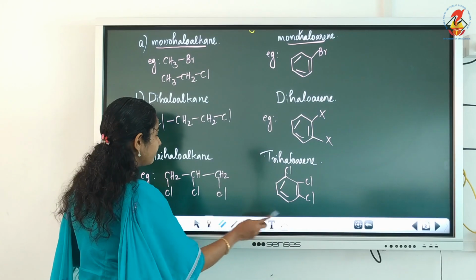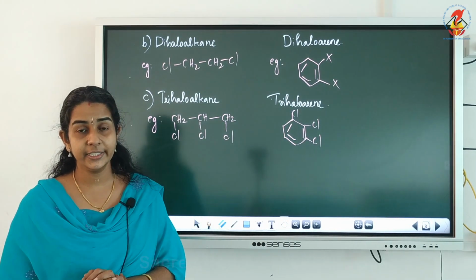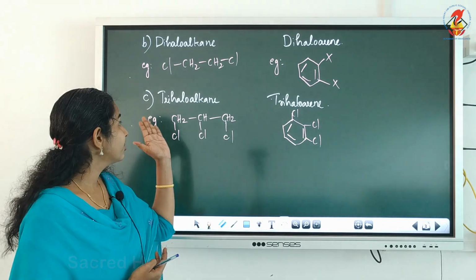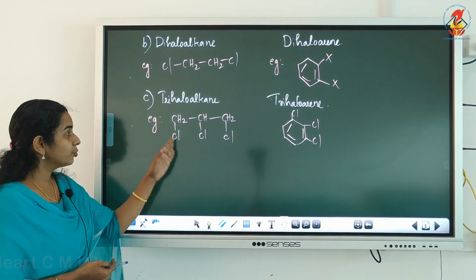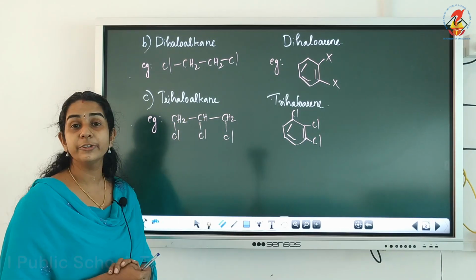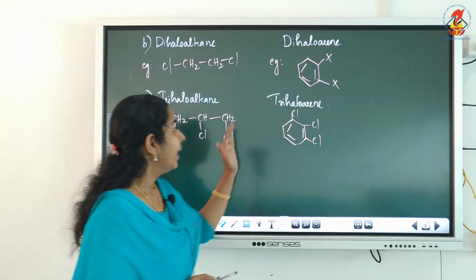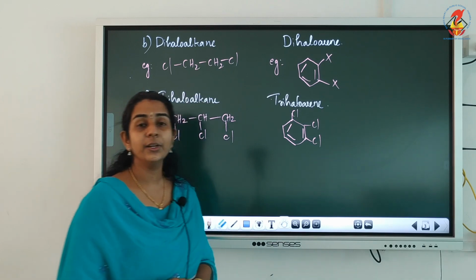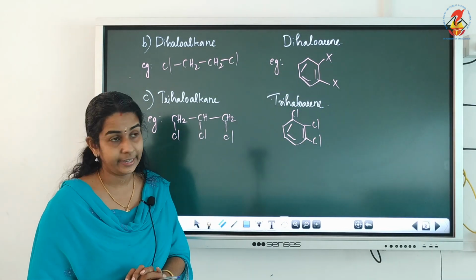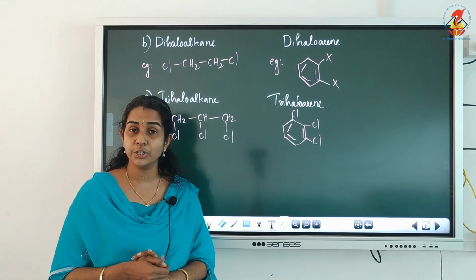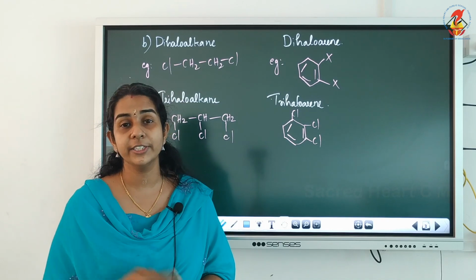dihaloarene. Now the third classification is if three halogen atoms are present, it will be called a trihaloalkane or trihaloarene. For example, CH2Cl-CHCl-CH2Cl. Here three chlorine atoms are present, so it is a trihaloalkane. And here in the benzene ring three halogen atoms are present, so it is a trihaloarene. So this is about the classification of haloalkanes and haloarenes based on the number of halogen atoms present.